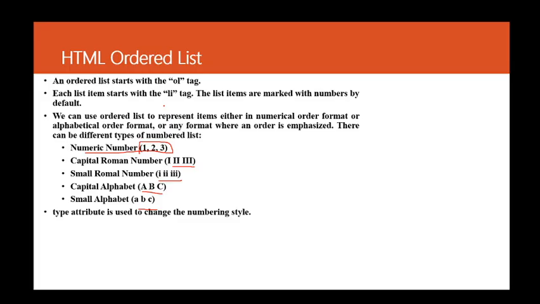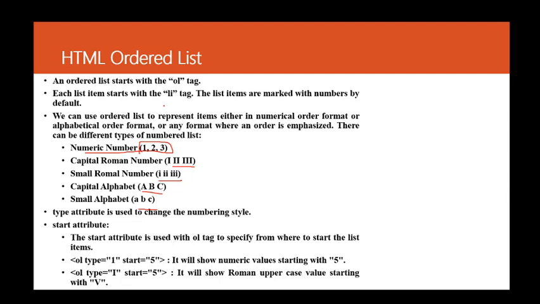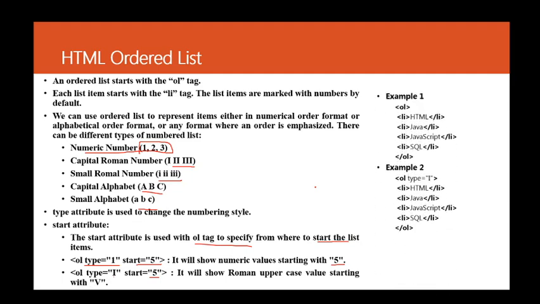So this is our ordered list. Now this is something which I told you. I have to use a start attribute to specify OL to start the list from a specific number. So I can use OL type equals to 1, start equals to 5, it will start from numeric value 5. If I write OL type I, it will start from 5, which means Roman uppercase value starting with 5th. So this is how we can use ordered list, right? This example I already had shown you.